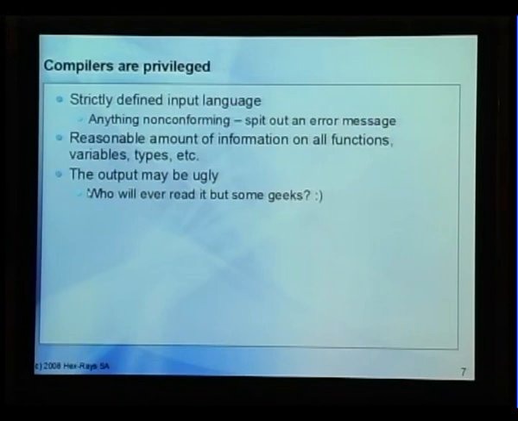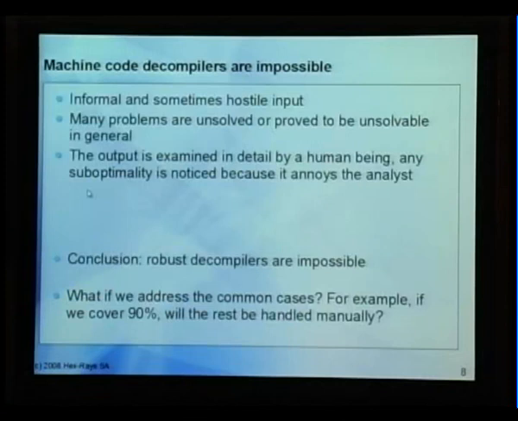On the other hand, machine code decompilers, we are talking about native code decompilers, are kind of impossible because the input is informal, and more than that, it's even just plain hostile. Because sometimes your adversary is a human being that produces deliberately obfuscated code trying to make your life harder. Many decompilation problems are unsolved or proved to be unsolvable. So we are really in a hopeless situation.